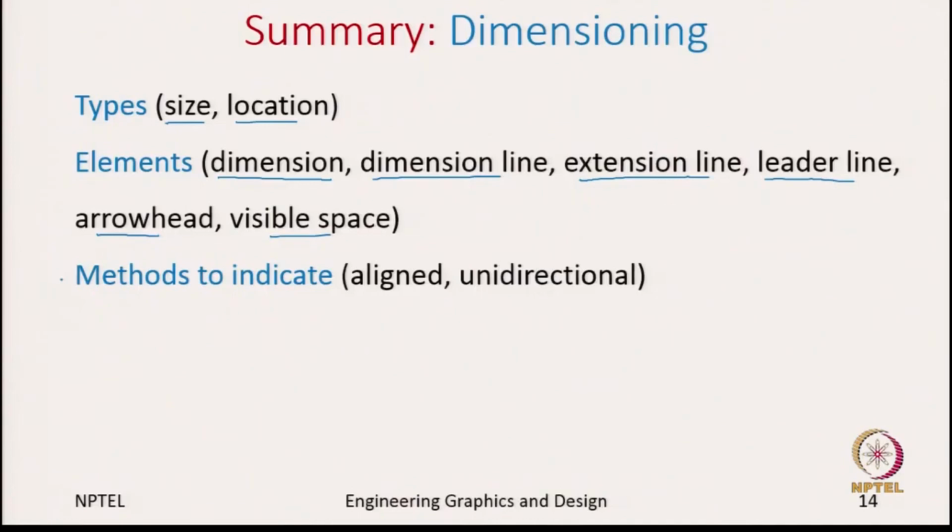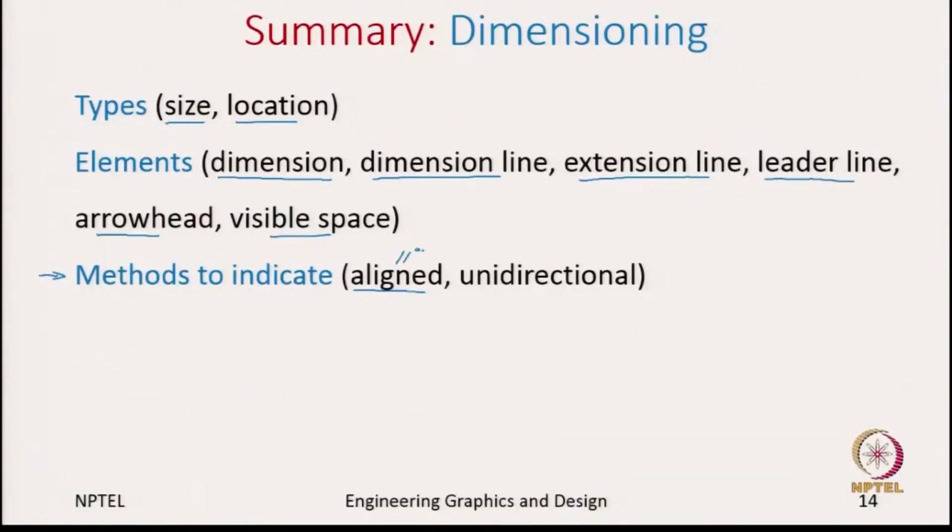Then we looked at two different methods by which you can indicate a dimension. First, we looked at the aligned method, where we said the number or the dimension value will be parallel to the dimension line. But in unidirectional we said the number value or the text is always horizontal.